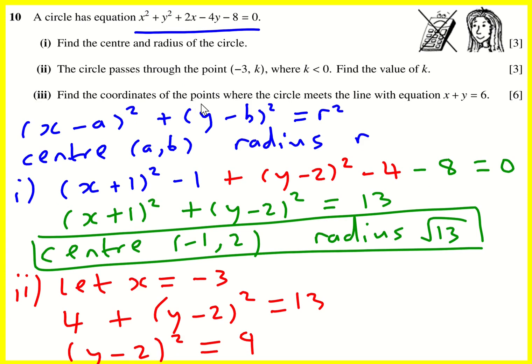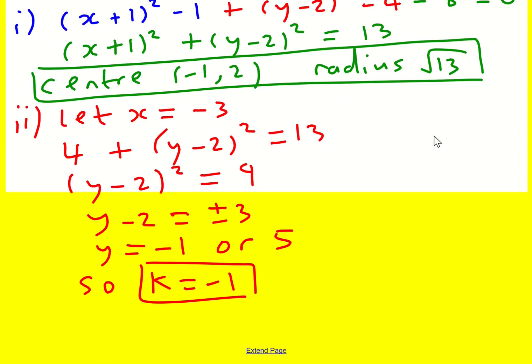Finally, find the coordinates of the points where the circle meets the line with equation x plus y equals 6. Okay, this is going to be a simultaneous equation involving a quadratic. Now, what should we do? Should we substitute? Should we make x or y the subject? That's the first decision, and it doesn't really matter. I think I'll make y the subject, just because that's kind of what you tend to do. So y is going to equal 6 minus x.